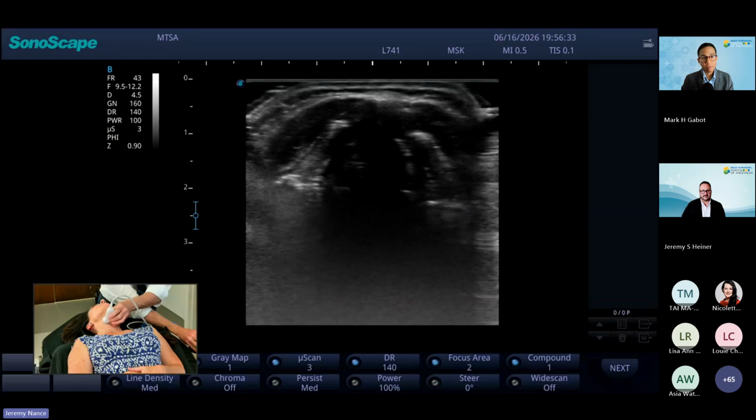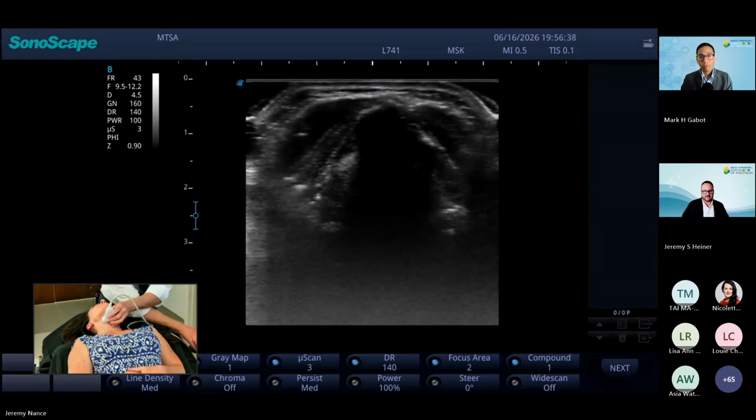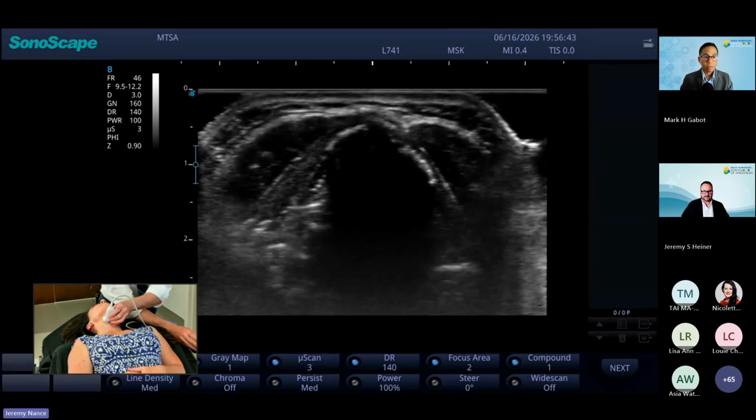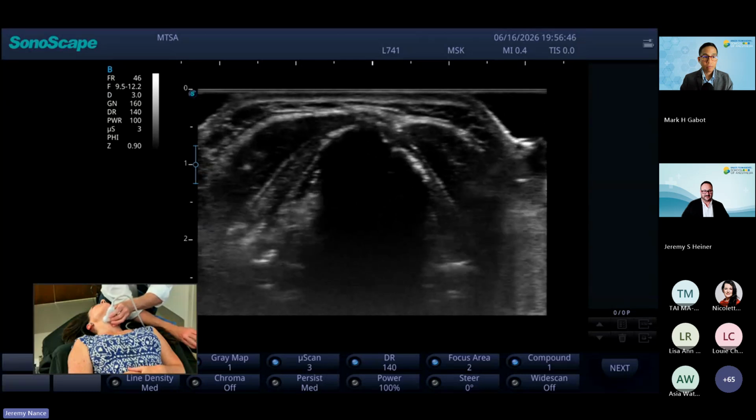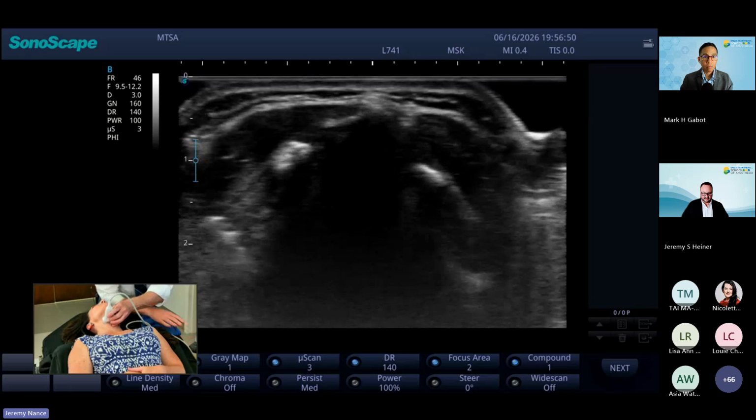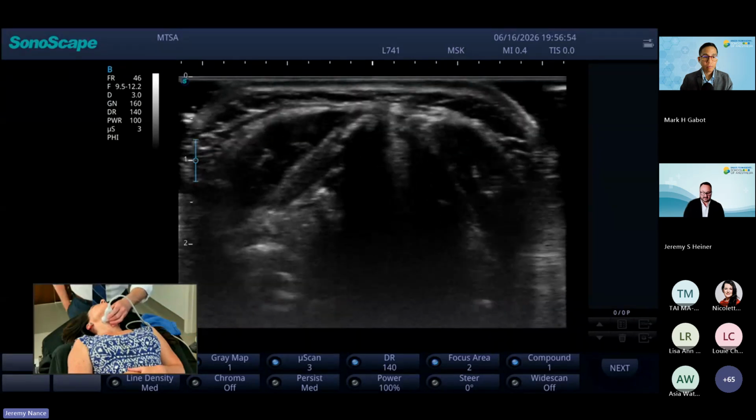I'm going to adjust my depth and my gain and optimize my image here. So here you can start to see the triangular structure. I have my focus roughly where I need it. And again, what I'm going to do is scan, make sure my time gain compensation is optimal. So again, here we have a nice triangular structure.